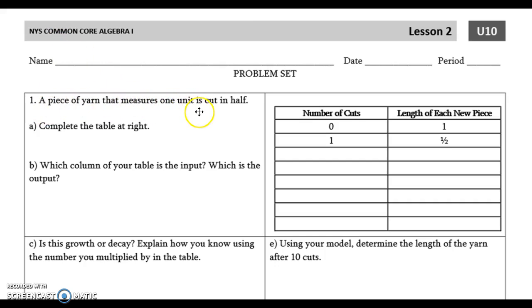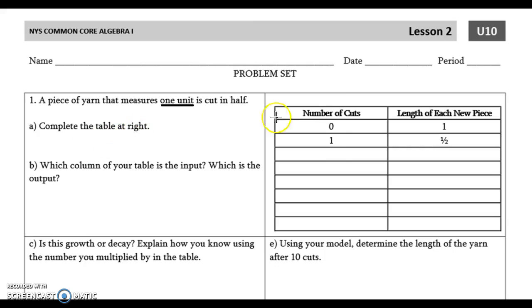A piece of yarn that measures 1 unit is cut in half. So you can see that if there's no cuts, if it's the original piece of yarn, the length of each new piece is 1 because the piece of yarn measures 1 unit. That's the information that they gave to us originally. So that's that piece of information.